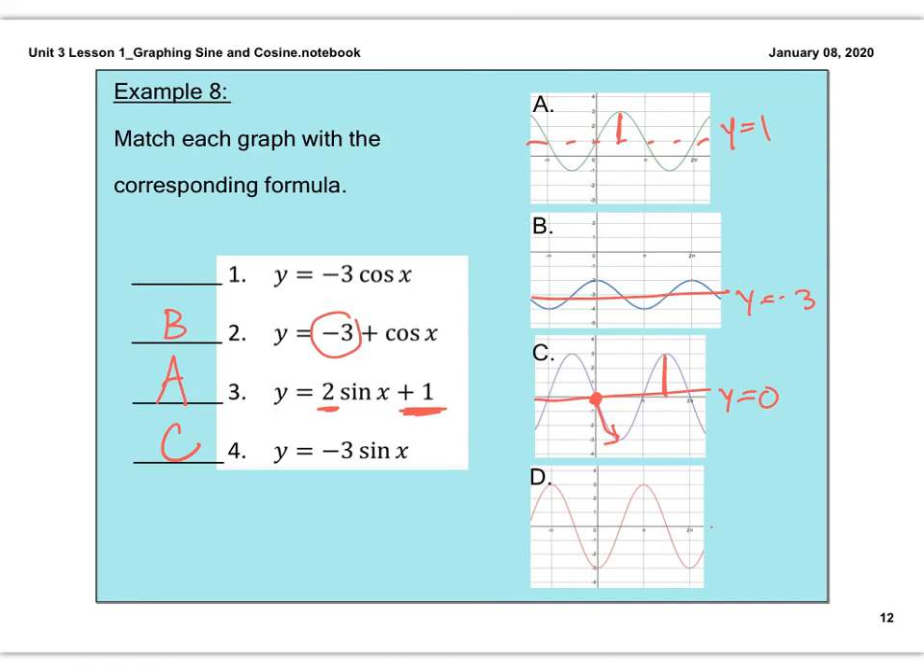For number 1, again, midline is at y equals 0, the amplitude is 3, and it does look like a reflection of a cosine because it starts above the x-axis and goes down. I should say it starts below and goes up, but normally it would start up here and go down, so it has reflected the cosine function. So this is D.